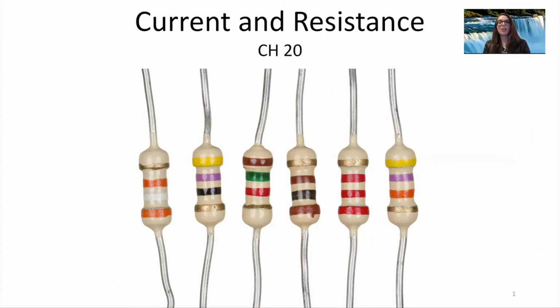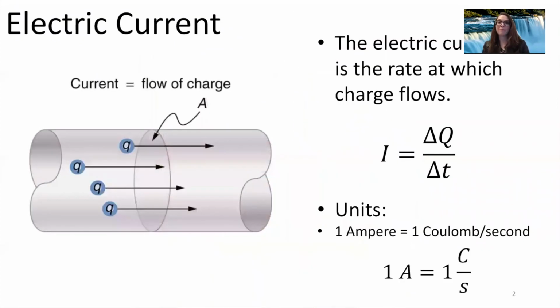And this image here is a bunch of different resistors. If we remember from lab, our resistors have color codes, color bands on the side that tell us the amount of resistance for each particular resistor.